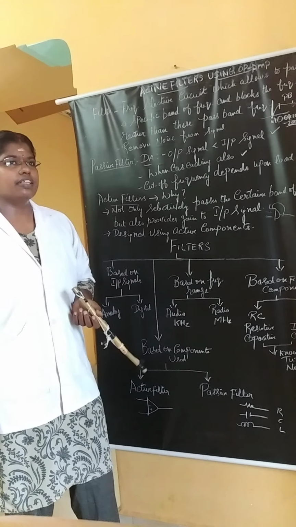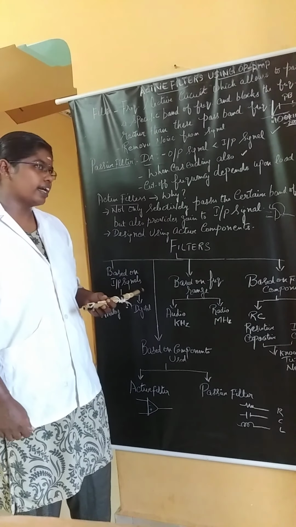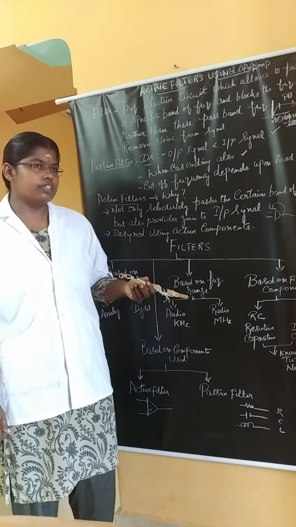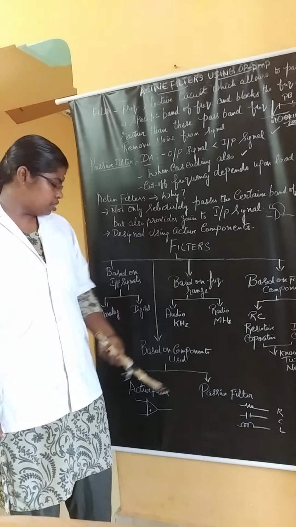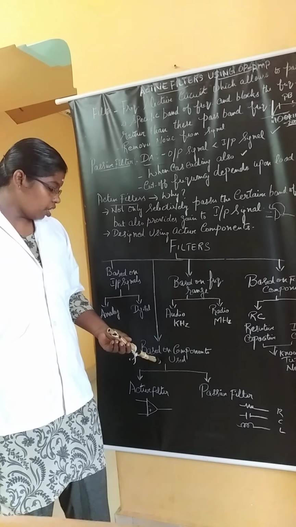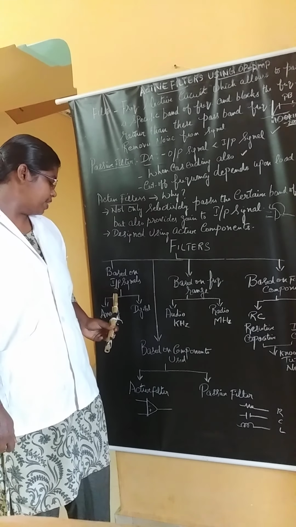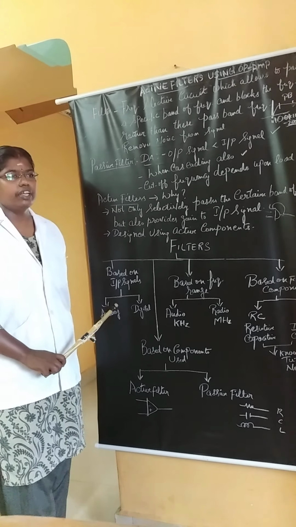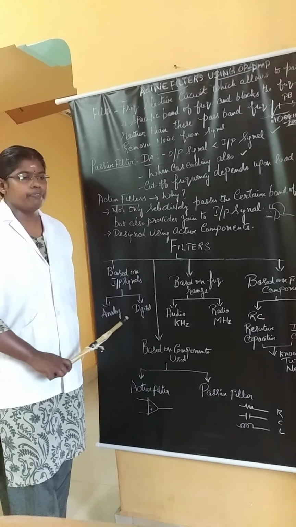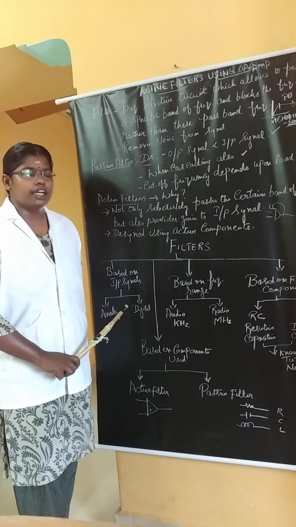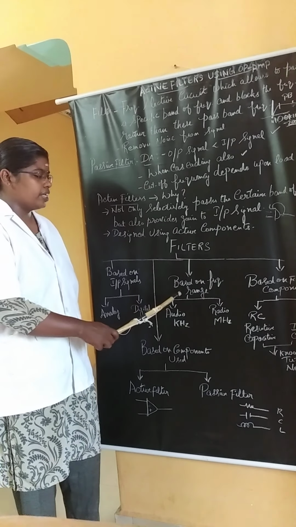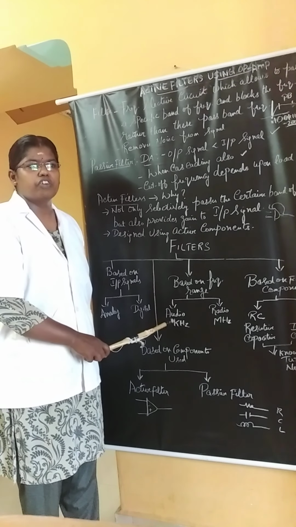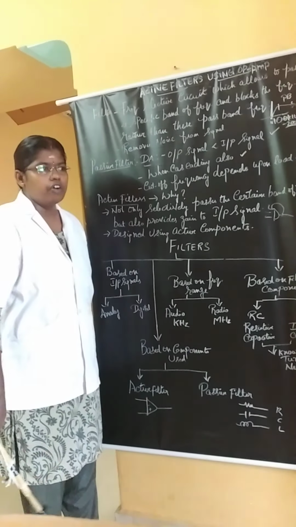Then we shall go for the classification of filters. They are classified based on the input signal, the frequency range, and the components used. Based on the input signal, filters are classified into analog filter and digital filter. You know that analog means in numbers and digital means in binary code. Based on the frequency range, they can be divided into audio and radio. Audio means in the range of kilohertz and radio means in the range of megahertz.